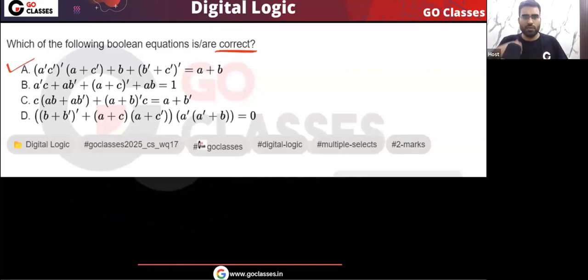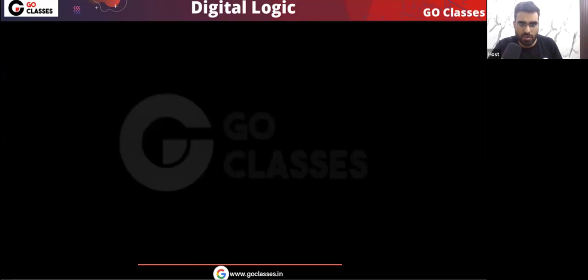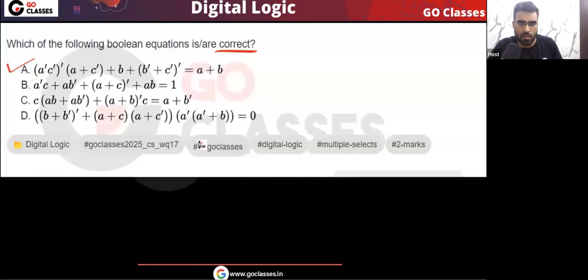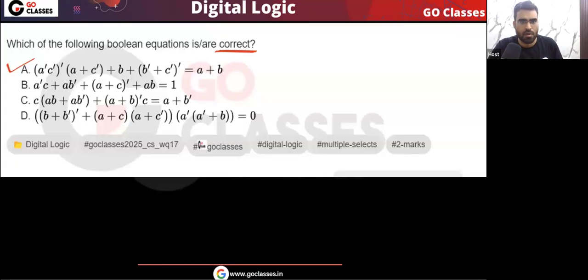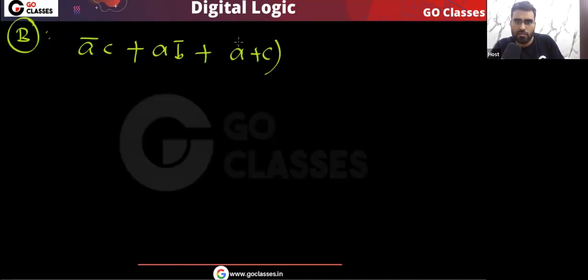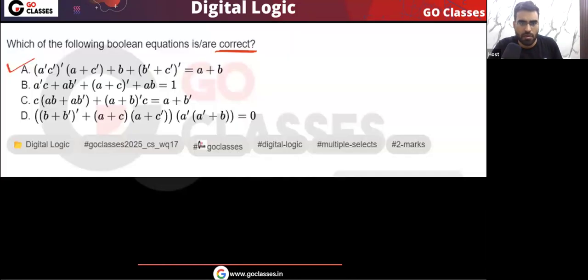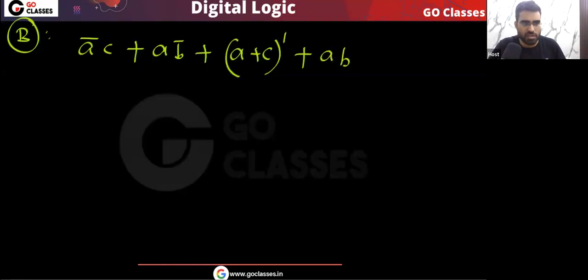The question is asking which option is correct. Option A is definitely correct. What about option B? Let's see option B. Option B is saying a bar c or a b bar or a or c bar or a b. What is this?